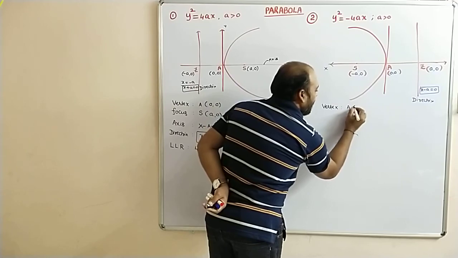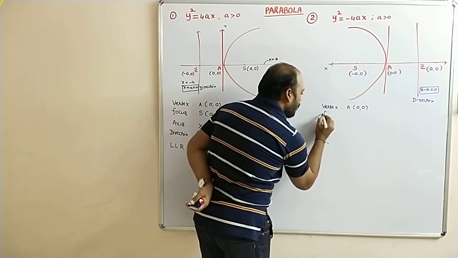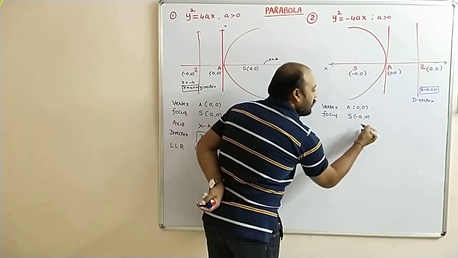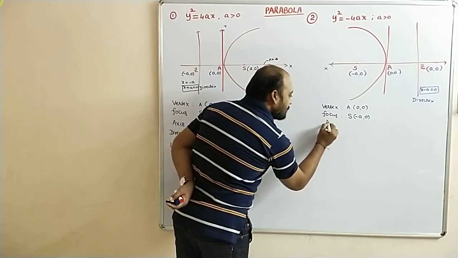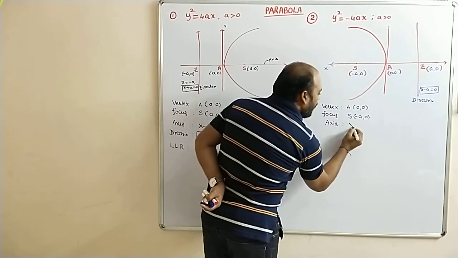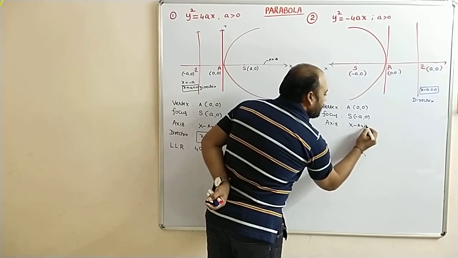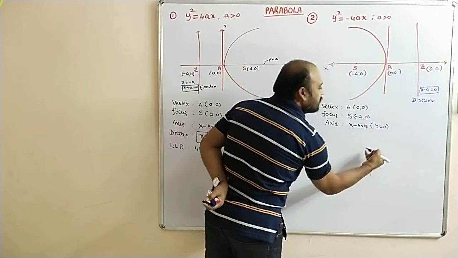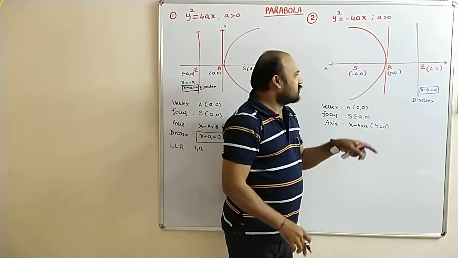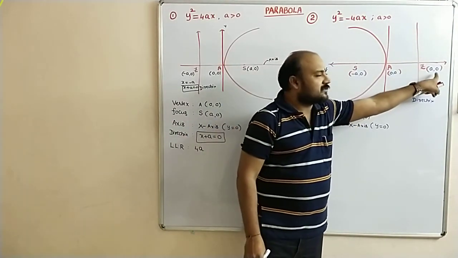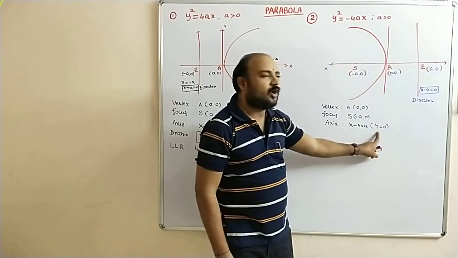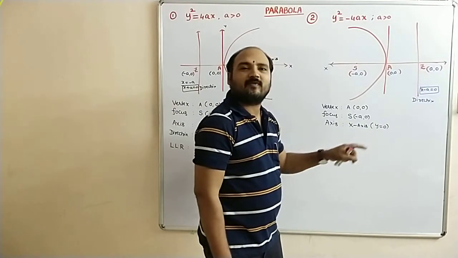Vertex will be same, A of 0, 0. Focus S of minus a, 0, and axis is y is equal to 0, or x-axis. Simply write it as x-axis, and the x-axis equation is y is equal to 0. And how to remember easily also: observe that on the x-axis, which coordinate is 0? In every point we observe that y is equal to 0. That will be y is equal to 0. That is called the axis of the parabola.